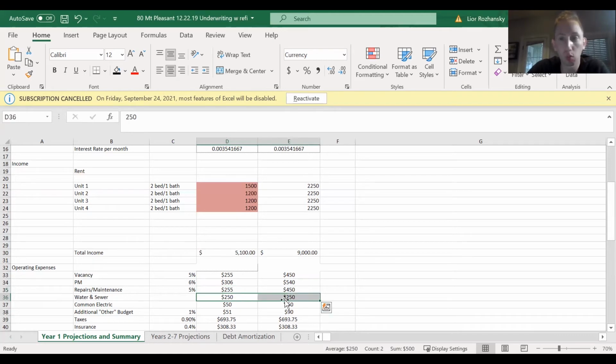Next, we have our water and sewer budget. This is pretty consistent no matter what the rent roll is. This is just what I know I'm going to get charged for water and sewer. The other utilities in the building, including the gas and electrical, were split, so the tenants were paying that themselves.